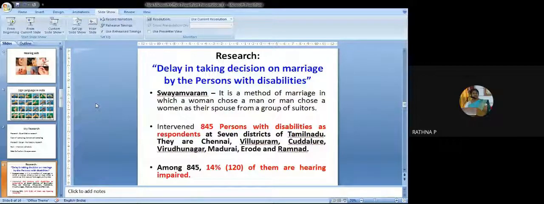In that, I have taken 845 persons with disabilities as respondents in 7 districts of Tamil Nadu, where an NGO called the Differently Abled Federation and the December 3 Movement took the initiative to organize the Swayamvarams. The 7 districts are Chennai, Viluppuram, Kadalur, Virudhunagar, Madurai, Erode, and Ramnad. Among these 845, 14%, that is 120 respondents, are hearing impaired. The questions covered whether they are literate or illiterate, and whether information and communication reach them.